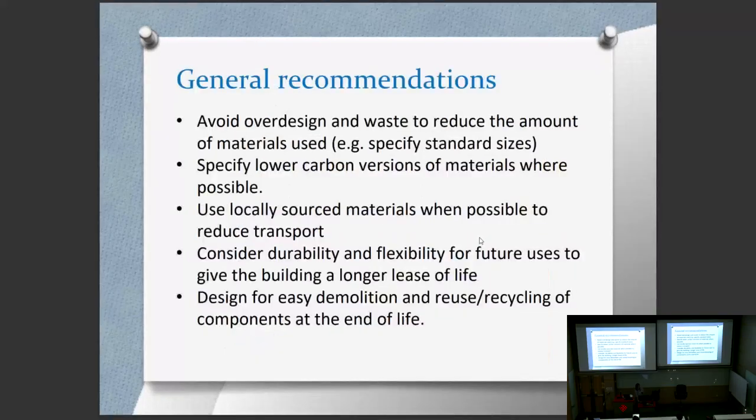So, some general recommendations: avoid over design and waste to reduce the amount of material used. Specifying standard sizes can reduce the waste. Specify low carbon versions of materials whenever possible, with more recycled content. Use locally sourced materials when possible to reduce the transport carbon. And consider durability and flexibility for future uses to give the building a longer lease of life.